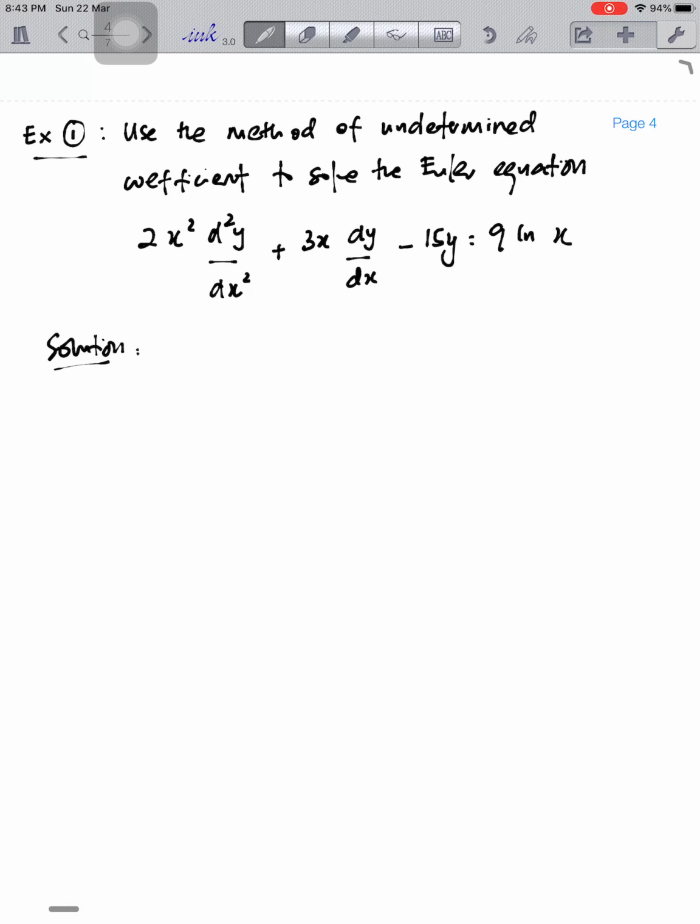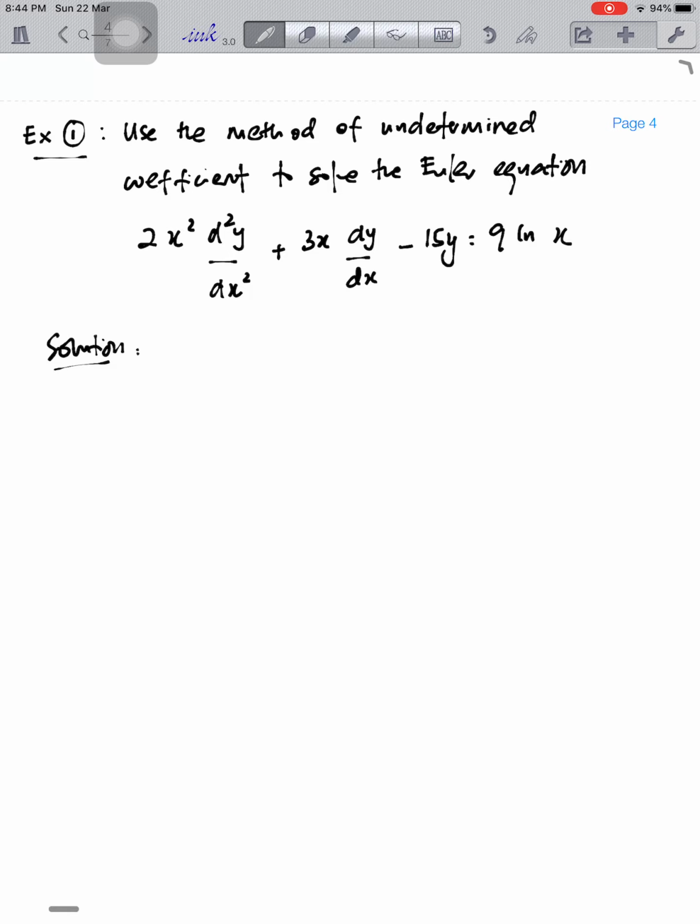Alright, so now I'm going to proceed with the example for the Euler equation and how we solve it. I'm going to show you two examples in particular, and I've chosen these two for a particular reason. They're both going to be slightly different. Alright, so I'm going to start with the first one.